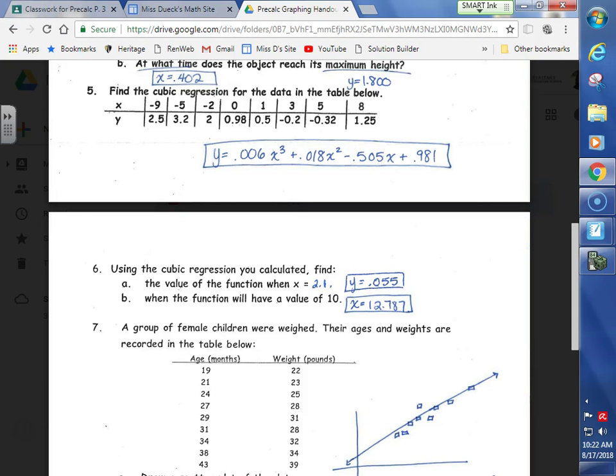Now, this is where it gets a little iffy. Does anybody have struggles or problems? And you should have, because it was hard. Setting y equal to 10 and solving?